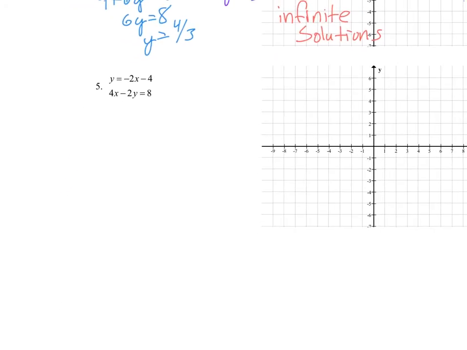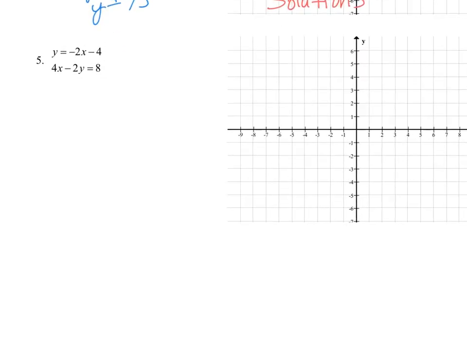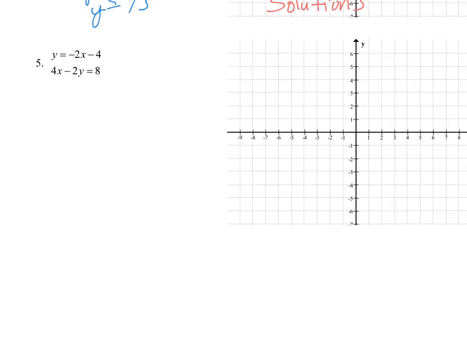And now we're looking at the last one, number 5 here. We have one of each type. So we're going to do our y-intercept form first. Y-intercept is -4. Slope is -2. So we have -4. And we do a -2, so we go down 2, forward 1. Or we go up 2, backwards 1. They have to be opposites in positive and negative.